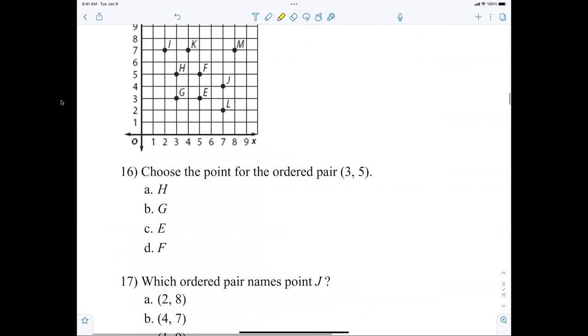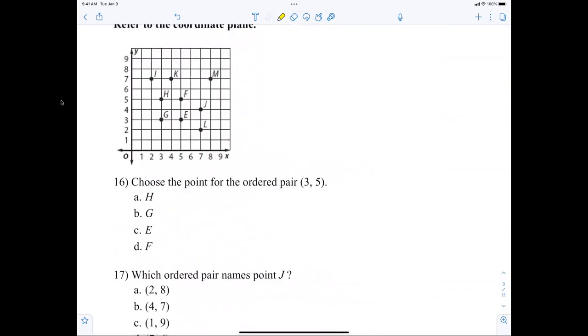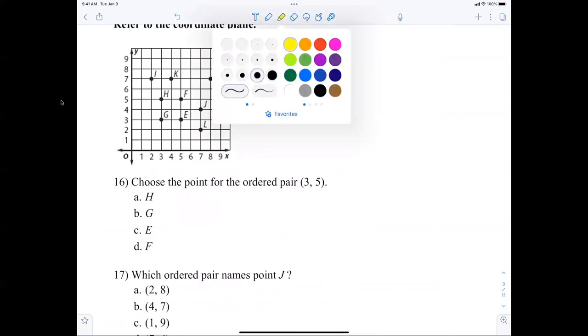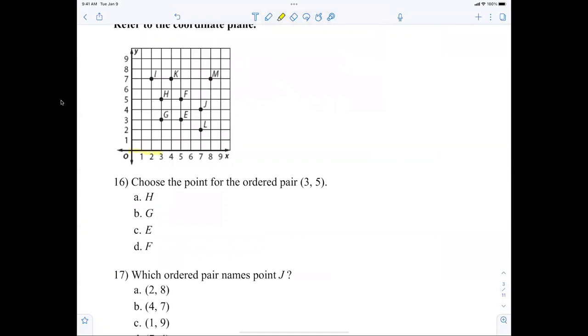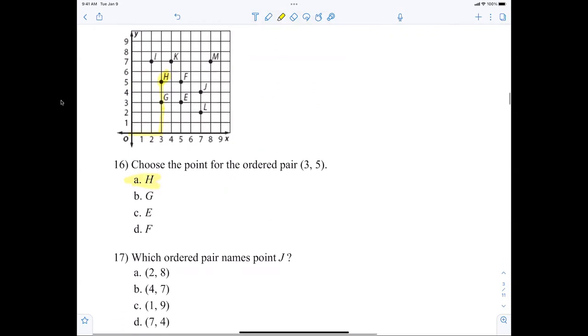choose the point for 3, 5. So remember 3, 5, what you're doing is, be careful, you're going over to 3 first, and then you're going up to 5 second. So that is what? H. All right. J. So if you're looking at J right here, you're going over to J, which is 7, and then we're going up 4. So D. All right.